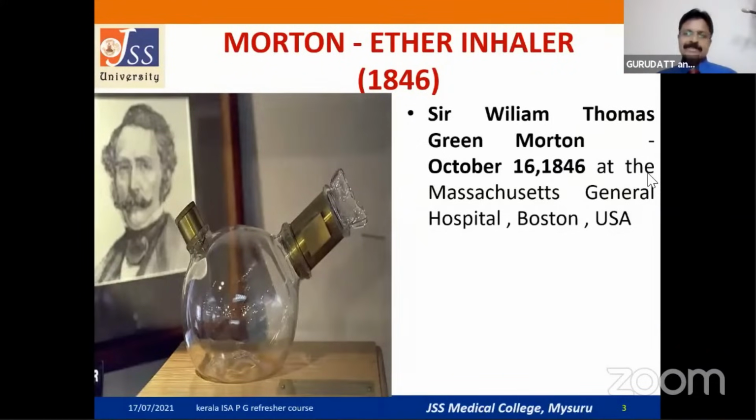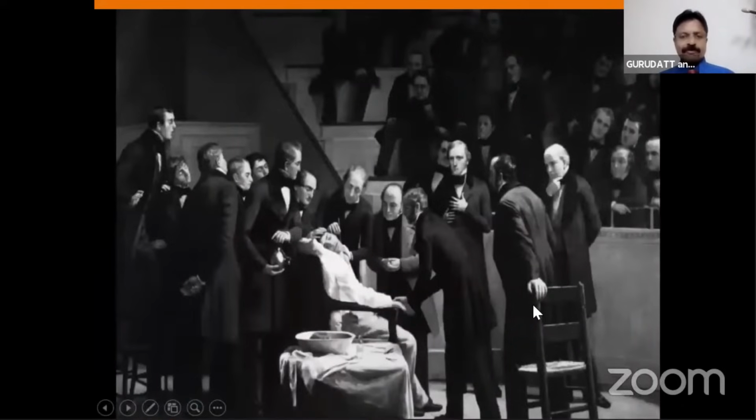When anesthesia was introduced to the world by William Thomas Green Morton, that was on 16th October 1846. He gave anesthesia for removal of a vascular tumor. The patient was Gilbert Abbott, and the surgeons were Warren and Bigelow. You can see here, Morton is holding just a simple ether flask. He was not using any sophisticated equipment. That's how anesthesia was born.